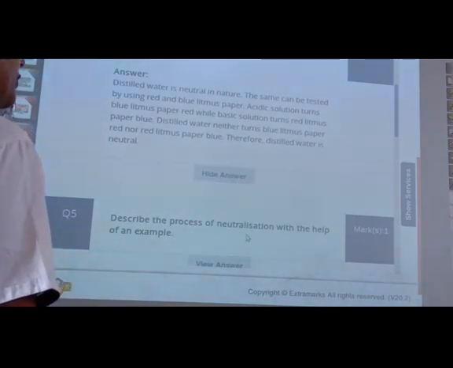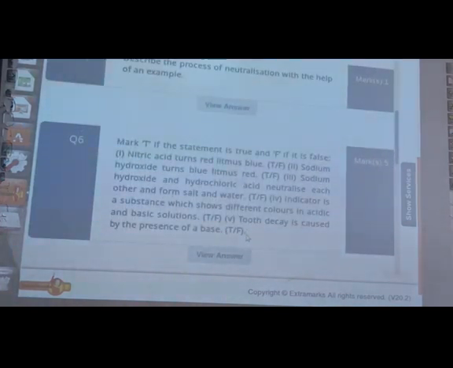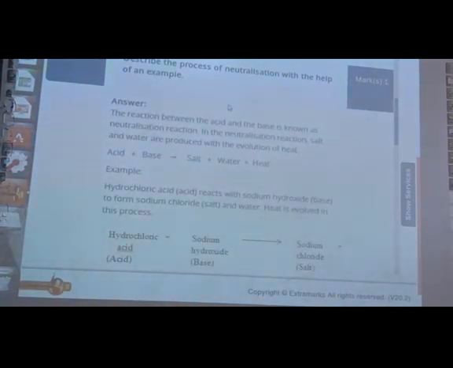Now question number 5. Describe the process of neutralization with the help of an example. I have explained this question fully, study only that. Again you can see. Okay. So what is the neutralization reaction? The reaction between an acid and base is known as neutralization reaction. In neutralization reaction, what is happening? Acid is neutralizing the base and vice versa.